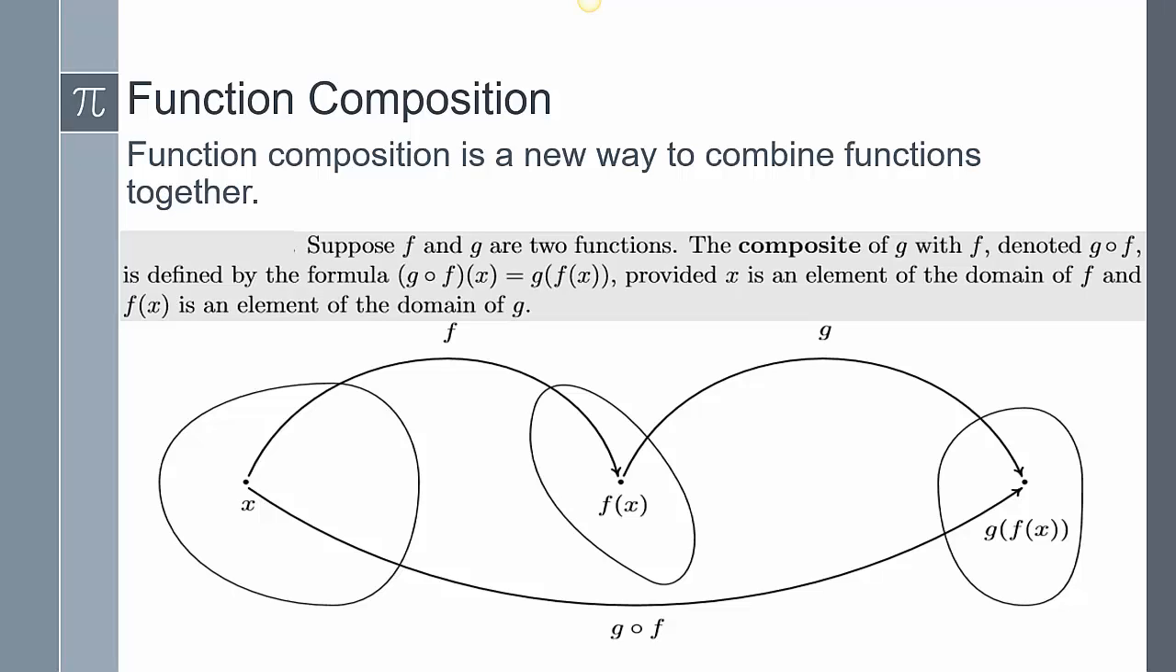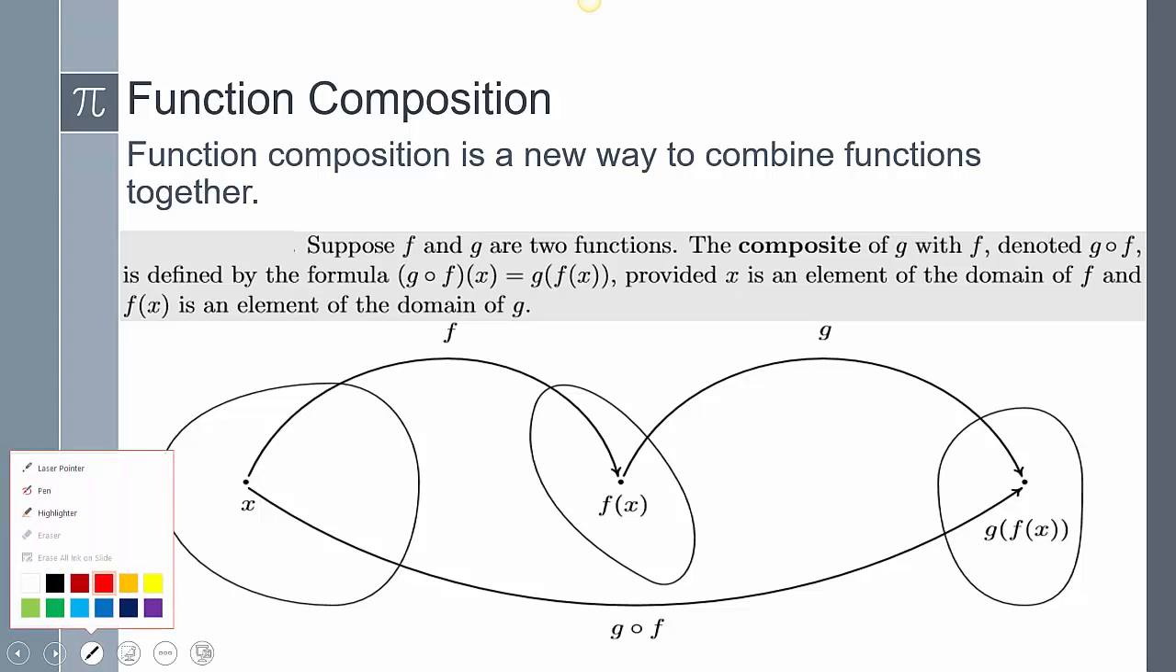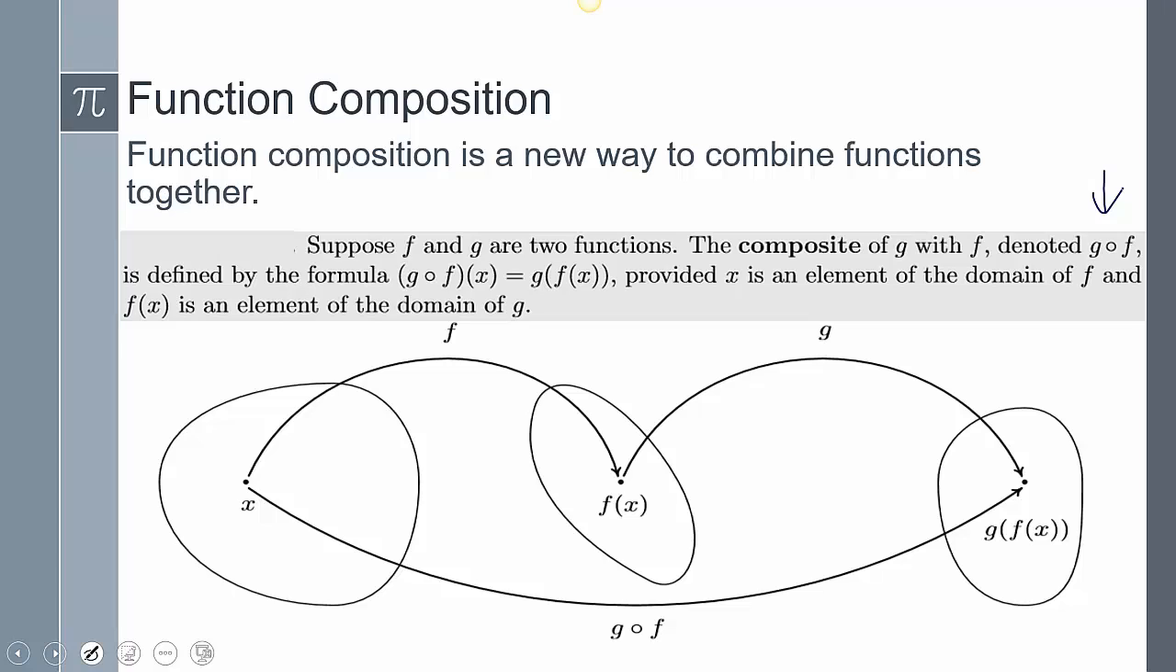By definition, it says suppose f and g are two functions. The composite of g with f, denoted by g of f, so this is symbology that we're going to have to use here, is defined by the formula (g∘f)(x) equals g of f of x. These mean exactly the same thing. They're just a different way of writing it. Provided x is an element of the domain of f and f of x is an element of the domain of g. So it just means that x has to be in the domain of f, which means f of x has to then be in the domain of g.